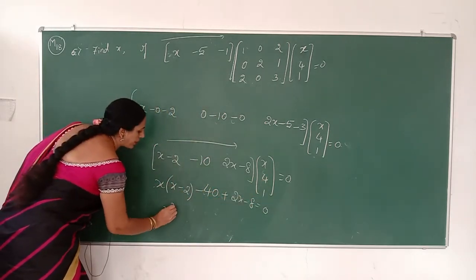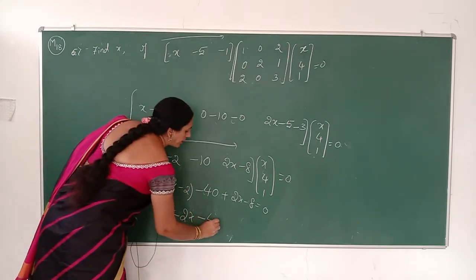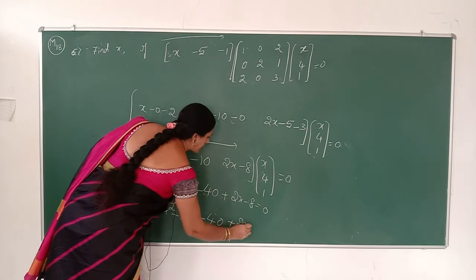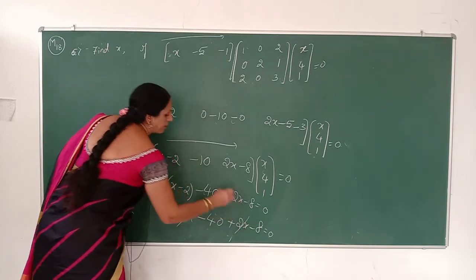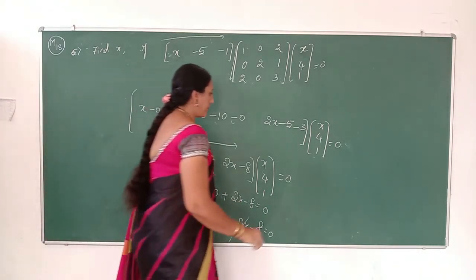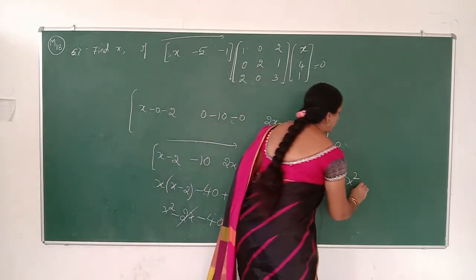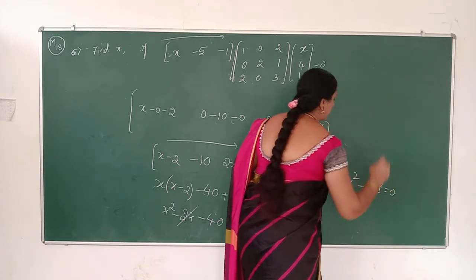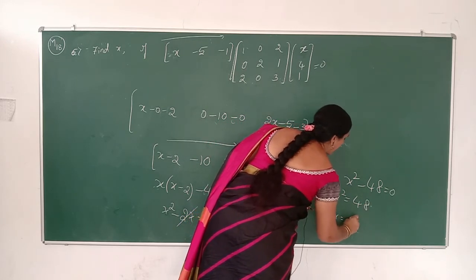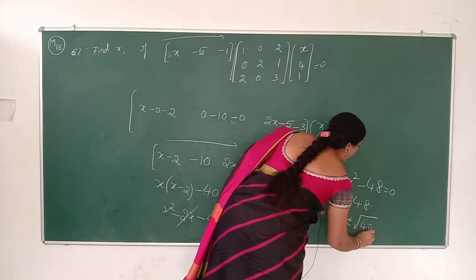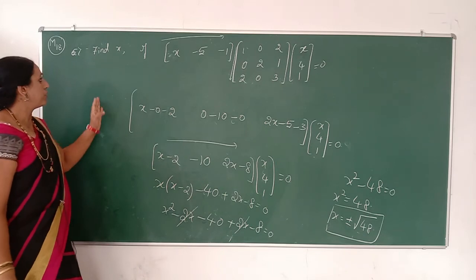Distribute. x into x is x square. x into minus 2 is minus 2x, minus 40, plus 2x minus 8 is equal to 0. After that minus 2x plus 2x get cancelled and the remaining is x square. Minus 40 minus 8 is nothing but minus 48 is equal to 0. Therefore, x square is equal to 48. Then x is equal to plus or minus root 48. That is the value of x. So, these types of problems are in the form of miscellaneous.